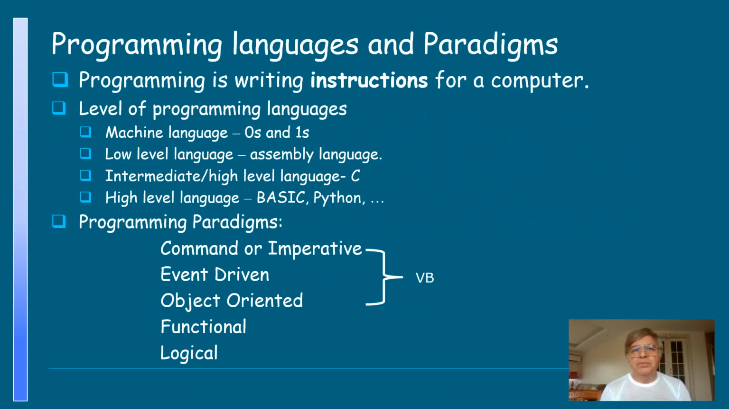There are different programming styles or different programming paradigms, and there are different programming levels also. We say the lowest level is the machine level. This is the hardware level, the circuits level. A little bit higher than that is what we call assembly language. And then we go to intermediate high level language like C language. And then we have high level language like BASIC and Python and so on.